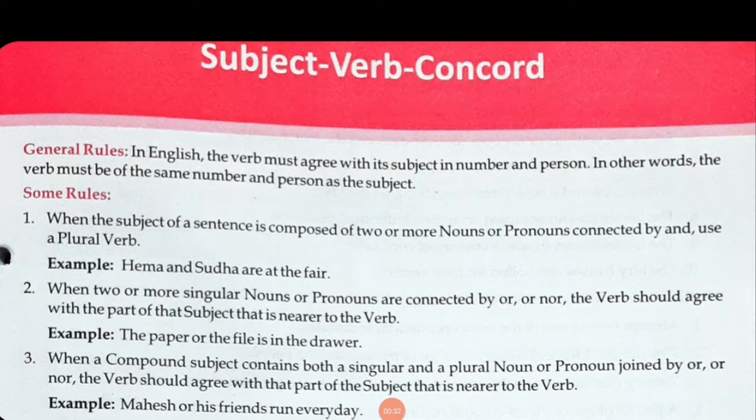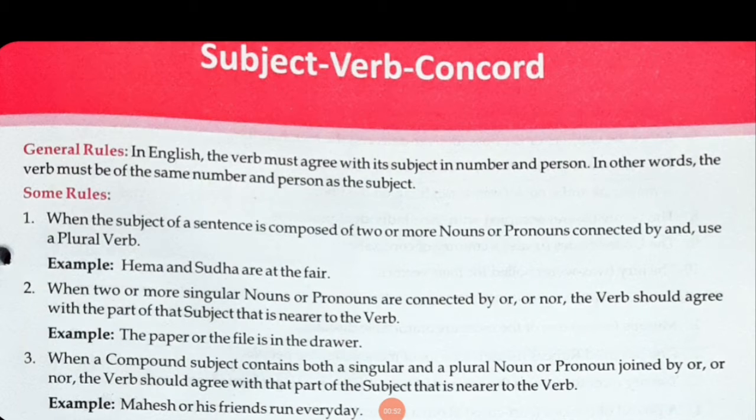General rules. In English, the verb must agree with its subject in number and person. In other words, the verb must be of the same number and person as the subject. There are some rules. Rule number 1.